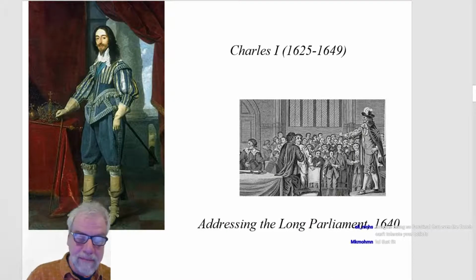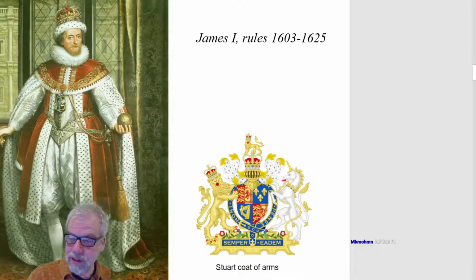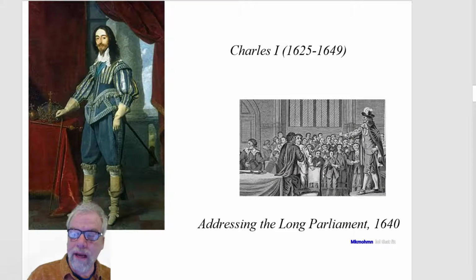So then James I is a peacemaker. Charles I, who comes after him, is the second Stuart, and is an incredibly difficult person, right? Charles I comes to the throne in 1625. He is not even popular with his family. They would throw bread at him and stuff like that around the table, and constantly make fun of him.